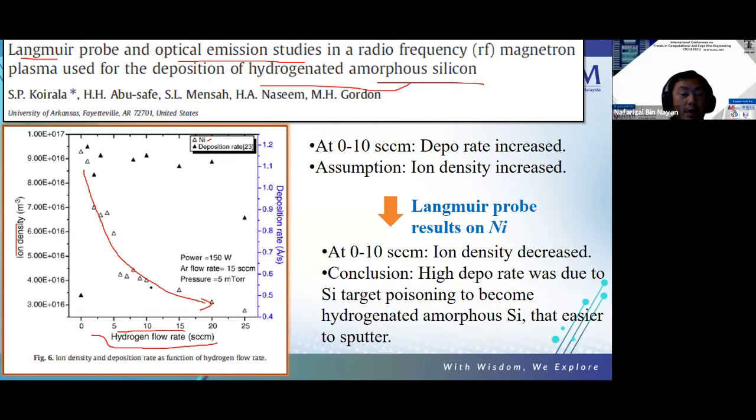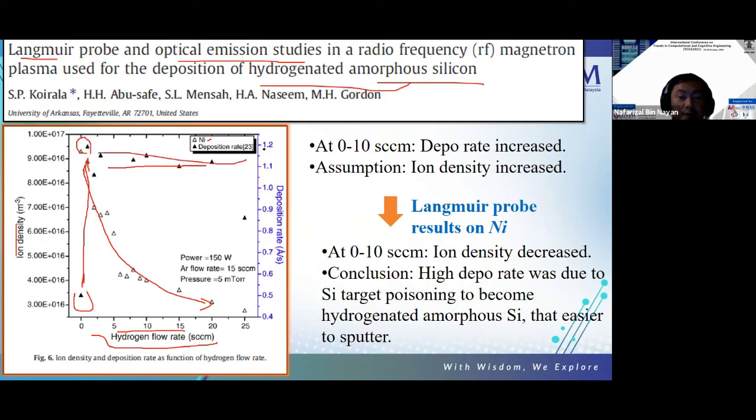Okay, even though the ion density decreases, on the right is the deposition rate. The deposition rate is almost the same. They slightly increase in this region. Without hydrogen, which is 0 SCCM of hydrogen, the deposition rate is here. But when they add the hydrogen, it jumps straight away to this point, where the deposition rate is very high.